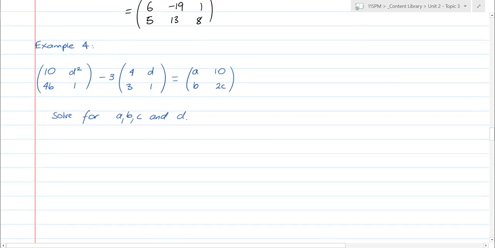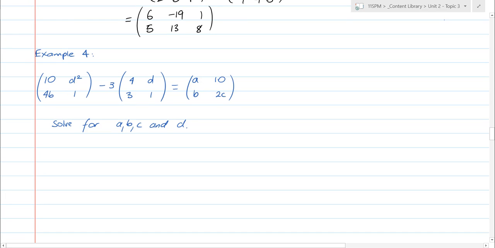Here's example 4, which is a bit harder, and I might give you a second to have a think about example 4 as well, and see if we can solve it. It's not a matrix quadratic, but it does involve quadratics at one point.